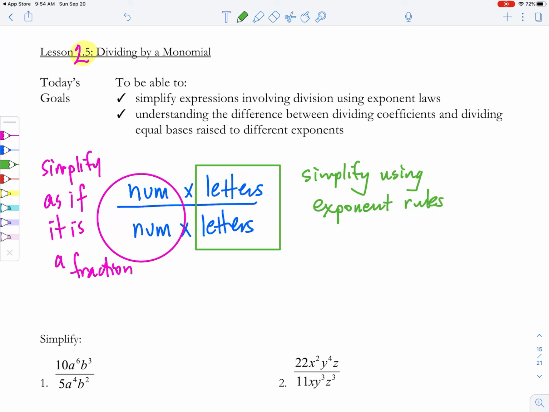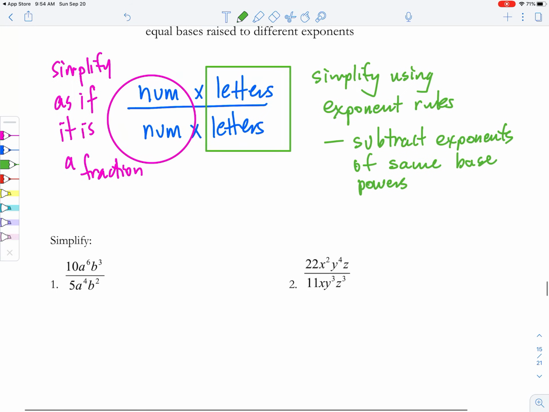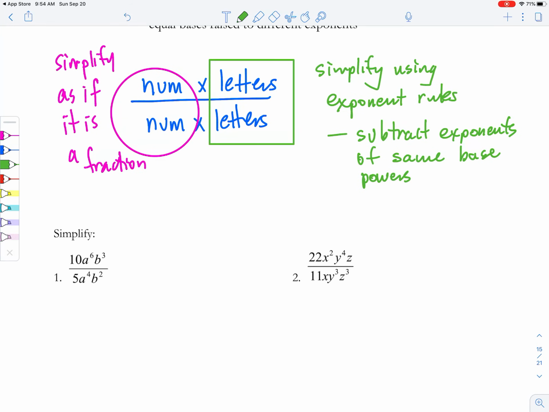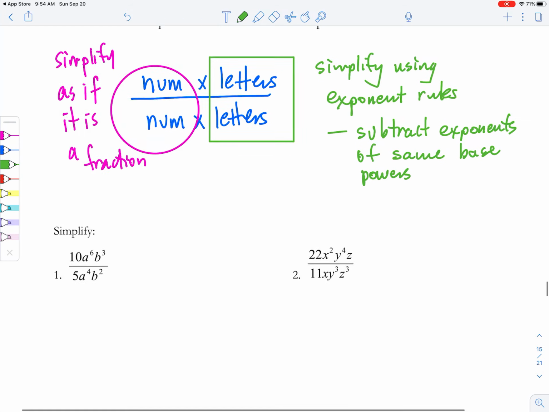And in general, we're going to be subtracting exponents because we're going to be doing division. Exponents of same base powers. And I'm going to use some other simplified language as well. I'm going to be talking about whether the numerator or up top is going to win, or at the bottom the denominator is going to win.